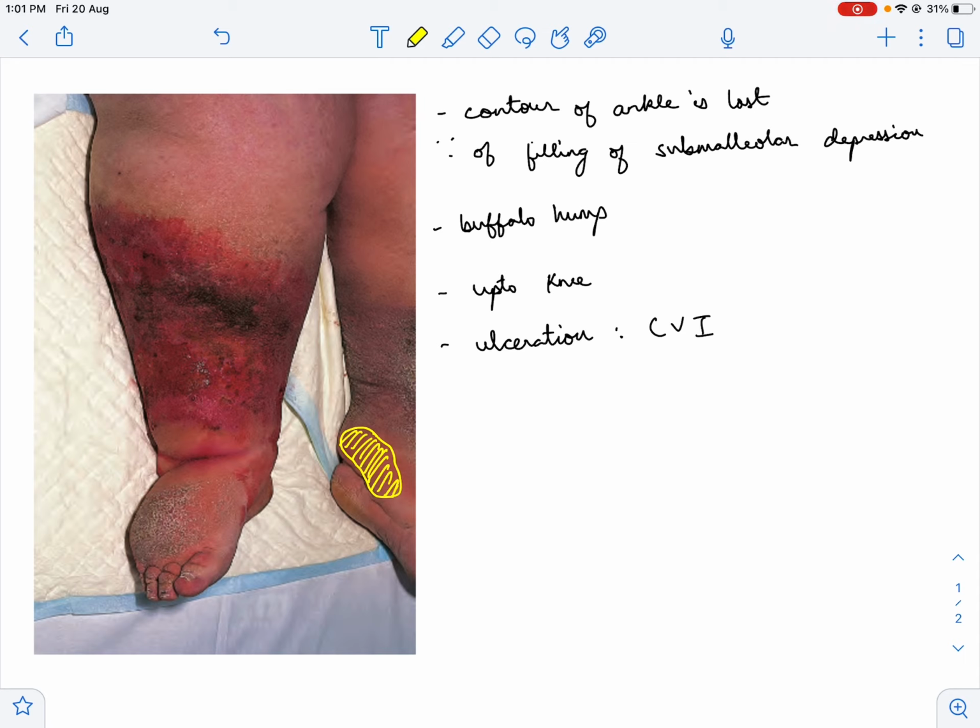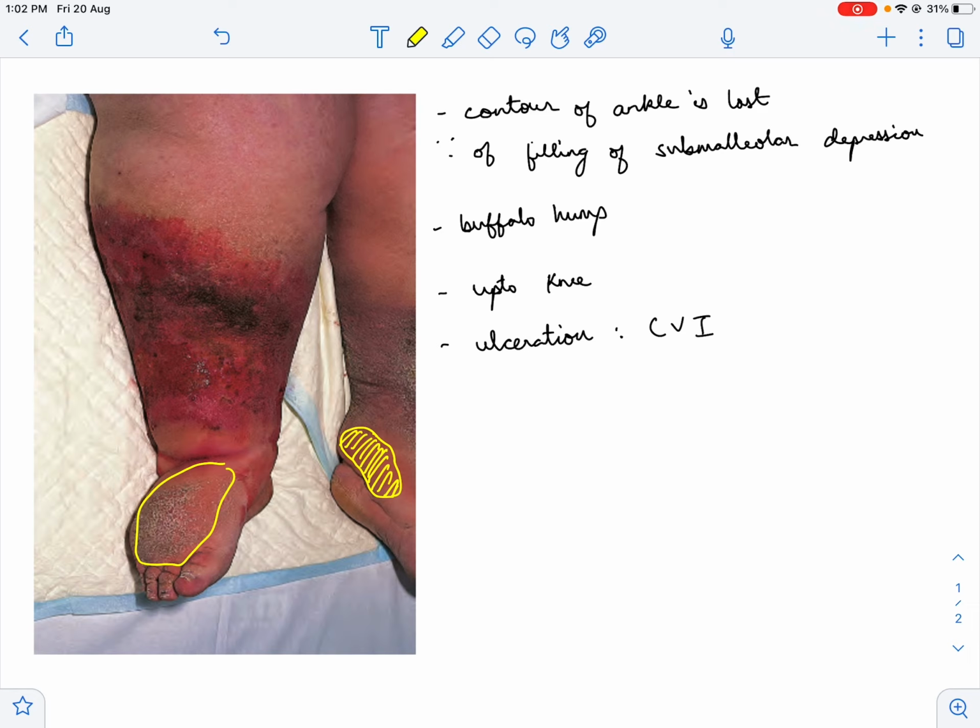This gets filled. Then on the dorsum of the foot, you can see a hump formed over here. This is referred to as a buffalo hump, referring to the hump that buffaloes have, and this buffalo hump is seen in lymphedema. Another typical feature you can see in this image is that the lymphedema is up to the knee. In this photo, it's just below the knee, meaning this patient probably did not have edema proximal to the knee. What you can take away from this image is that lymphedema is usually up to the knee. Very rarely it affects the entire leg.